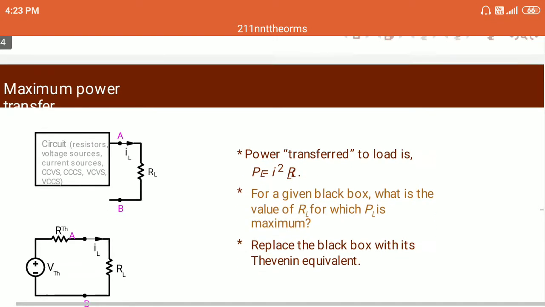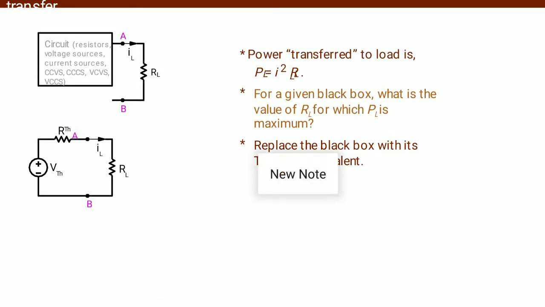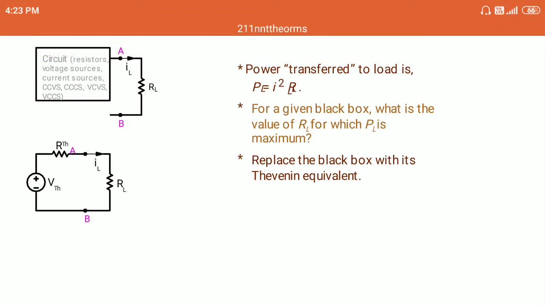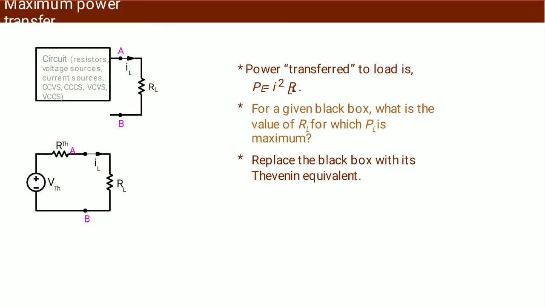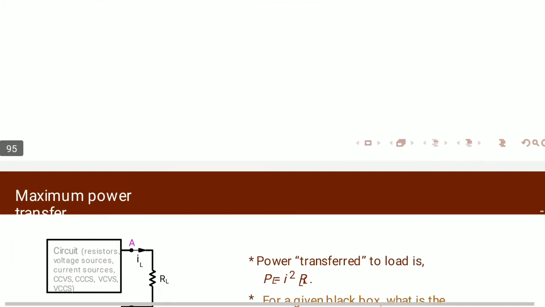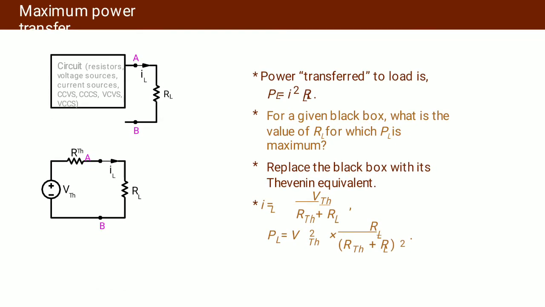See here, VTH is determined from the above circuit and RTH is also determined from the above circuit, where the terminals are given, and these are in series with the RL. So this is generally the Thevenin's equivalent circuit for maximum power transfer theorem.